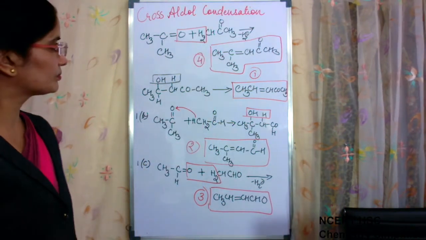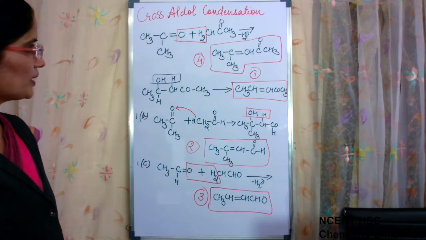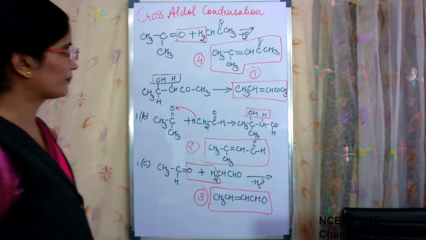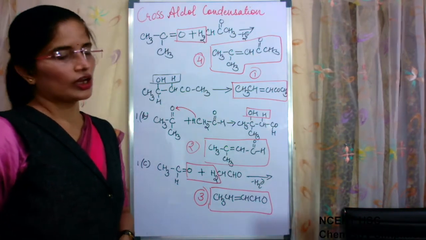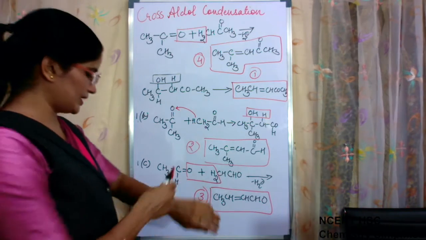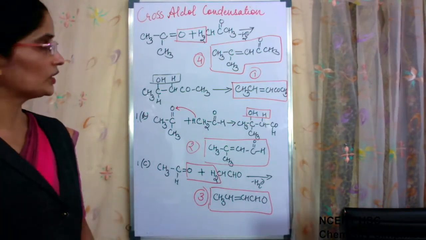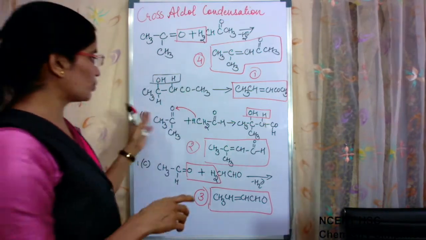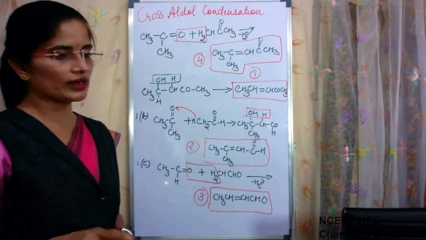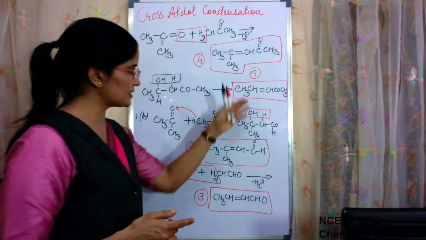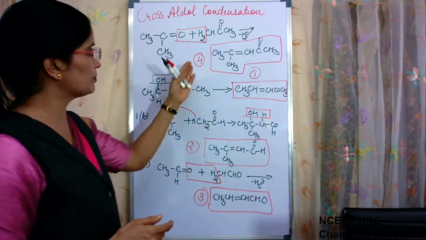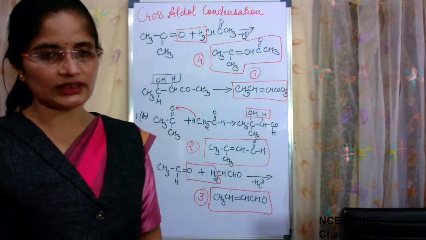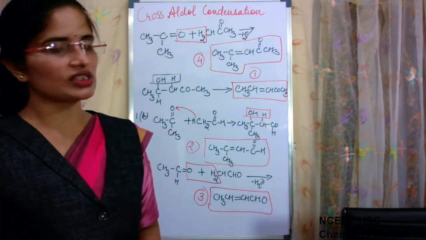Now you just see, these all four products are different. They are not identical products. Clear? So cross aldol condensation always gives four different products if both the molecules have alpha hydrogen. In this case, both molecules had alpha hydrogen, so the number of products is 4. And how they are formed, we have just seen: number 1 product, number 2, number 3 and number 4. That means out of 4 products, 2 products are by self-condensation and 2 are by cross condensation.